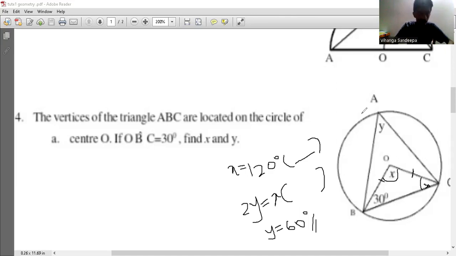So I think that you have written down the answer. So shall we move to the next question? Question number 5.